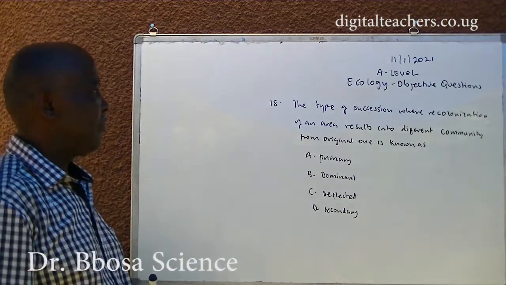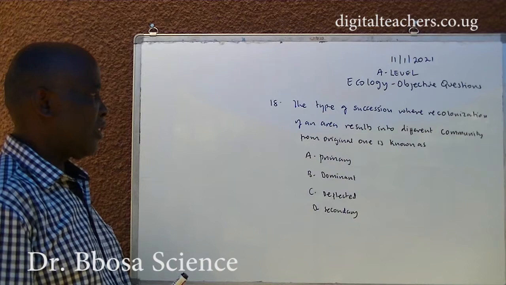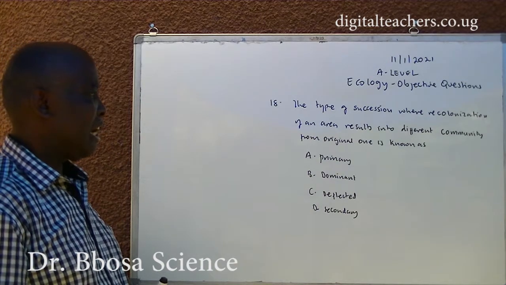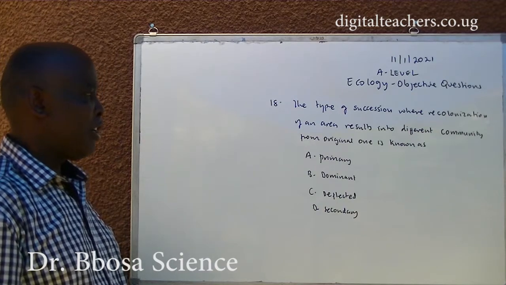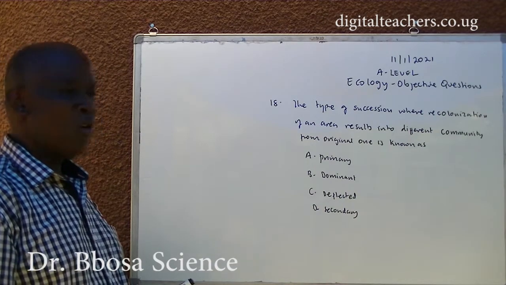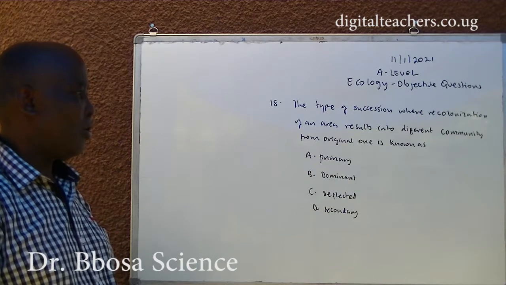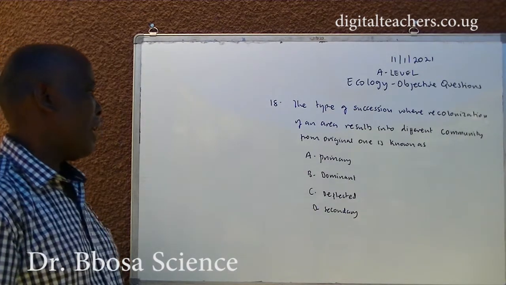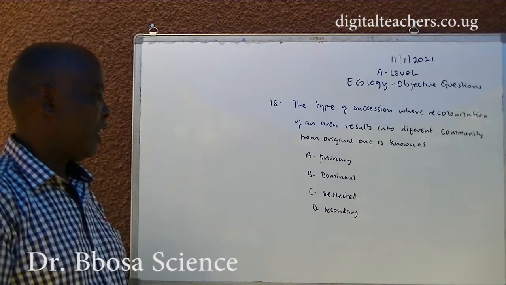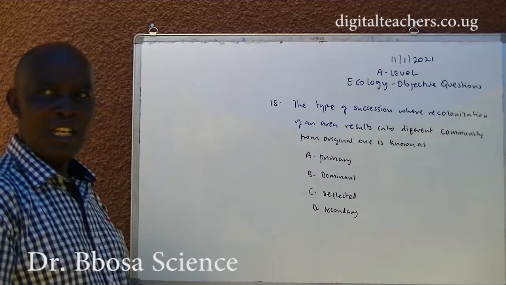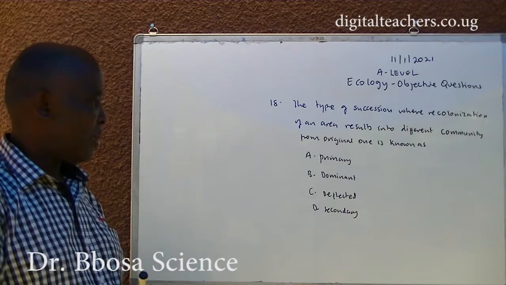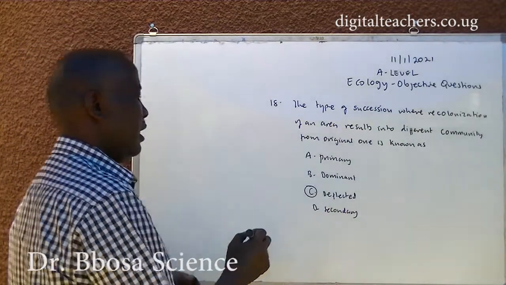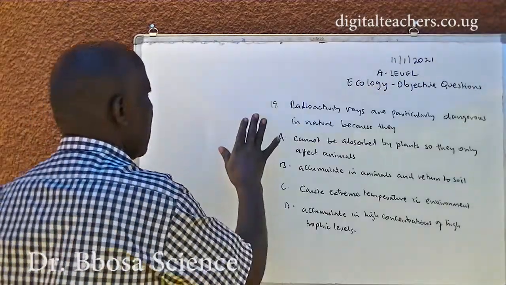Number 18, the type of succession where recolonization of an area results into different community from original one is known as A. Primary, B. Dominant, C. Deflected, D. Secondary. You can pause and answer. The answer is C.